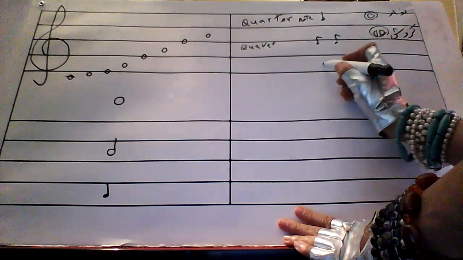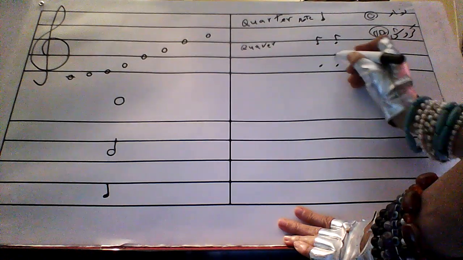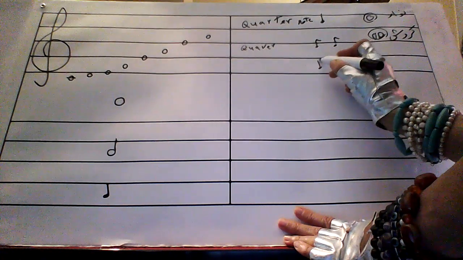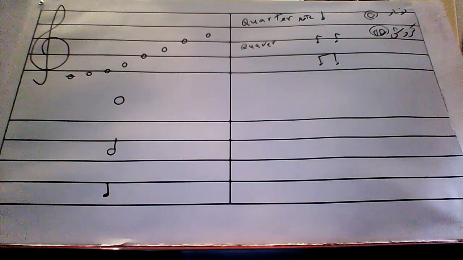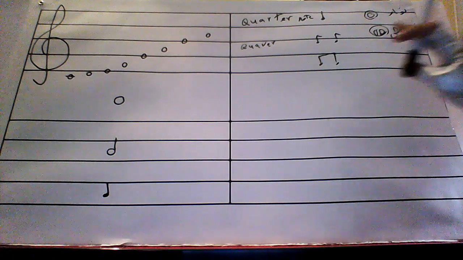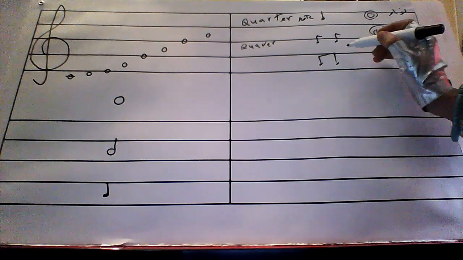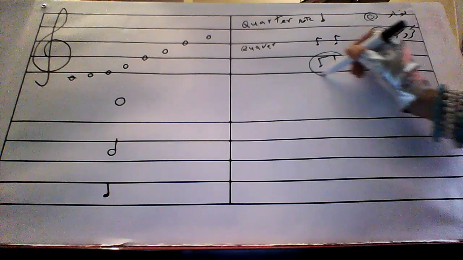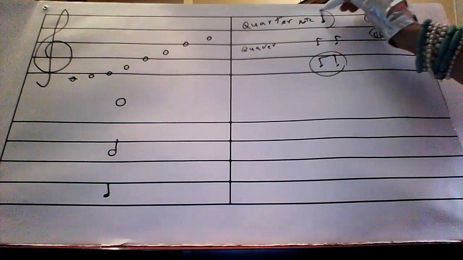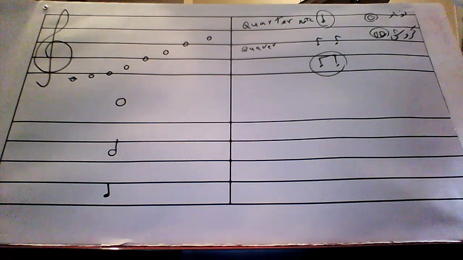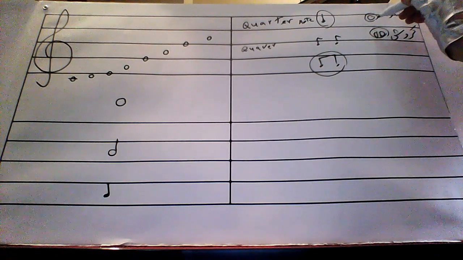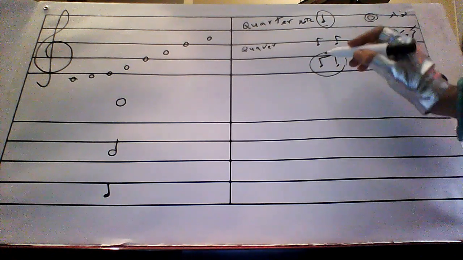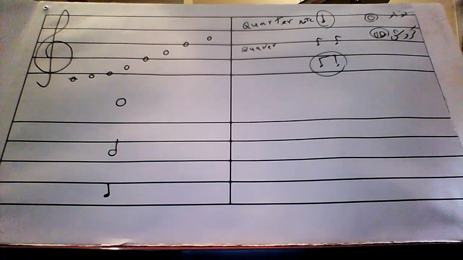Then I can write this also this way. I can put both of them together and put them like that. Two of this equal one of this. As I said, the quarter note is like an apple, and I just cut it into two pieces, okay? It's still an apple.